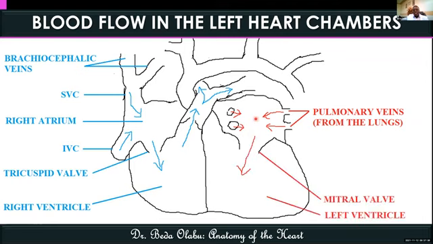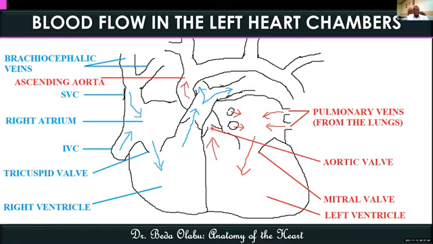From the left atrium, blood flows via the mitral valve to the right ventricle. From the right ventricle, blood flows through the aortic valve to the aorta. Aorta has three segments. The segment of the aorta going up is known as ascending aorta. The segment of the aorta turning is called the aortic arc. And the part of the aorta going down is called the descending aorta.